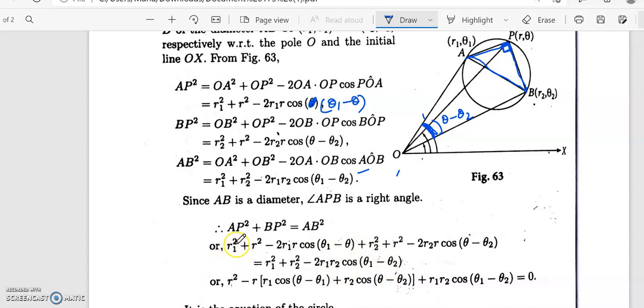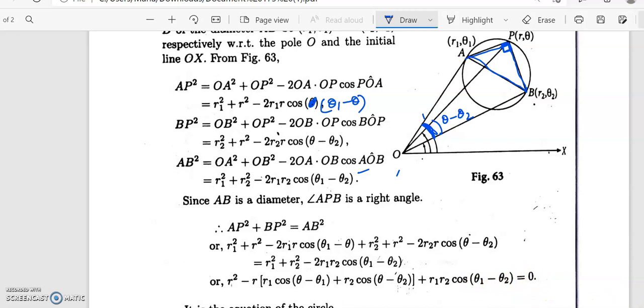Here R1 square and R2 square will cancel off on both sides. So on the left side we get 2 R square minus 2 R1 R cos theta 1 minus theta minus 2 R2 R cos theta minus theta 2, equal to minus 2 R1 R2 cos theta 1 minus theta 2. The 2 will cancel off on both sides. So we will get R square minus R times R1 cos theta minus theta 1 plus R2 cos theta minus theta 2, plus R1 R2 cos theta 1 minus theta 2, equal to 0.